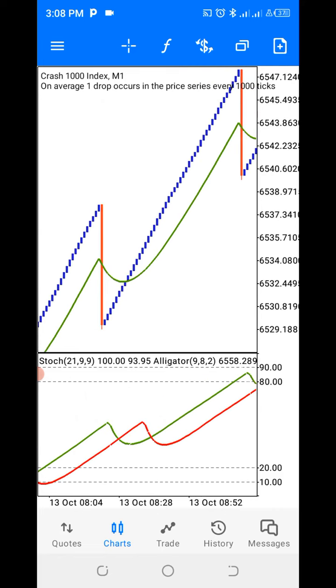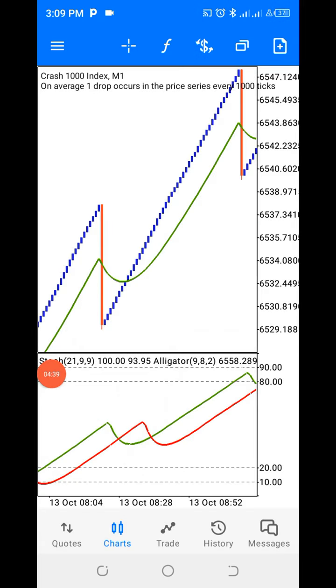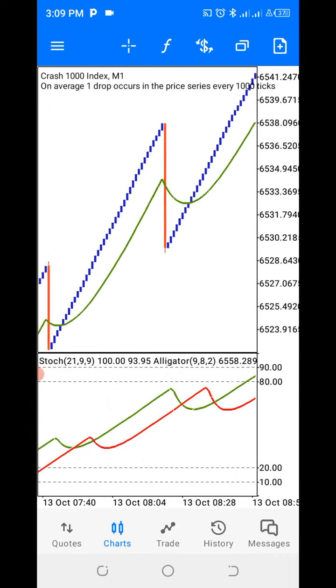Right, we're using 3 indicators: a moving average on our main chart and 2 other indicators in our indicator window. So let me quickly explain the process for the strategy, the condition we will use to take our buy.